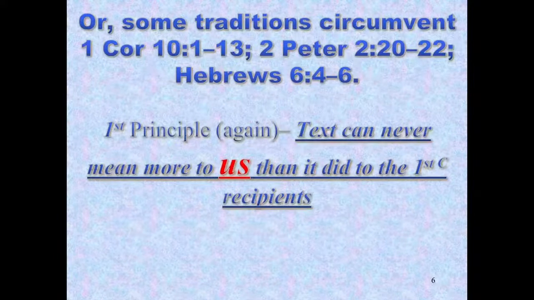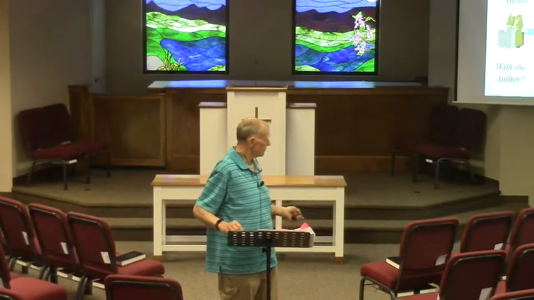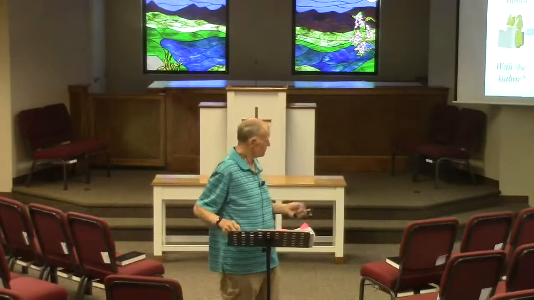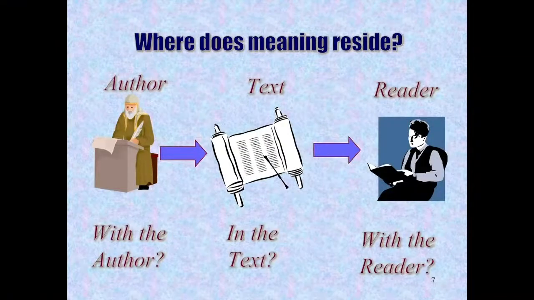Again, the text can never mean more to us than it did the first century. Where does the meaning reside? With the author, in the text, or if you will, with the reader. Well, it resides in all three. Obviously, the author had an objective, the text facilitated that, and the audience received it. And the meaning is within all three. And we need desperately always to find what that meaning is.